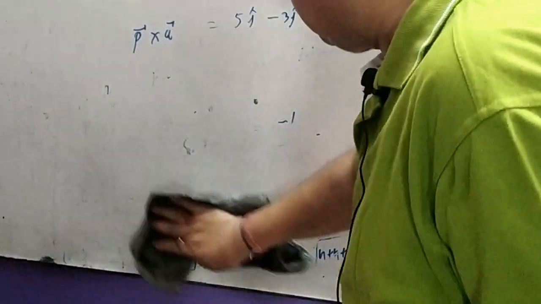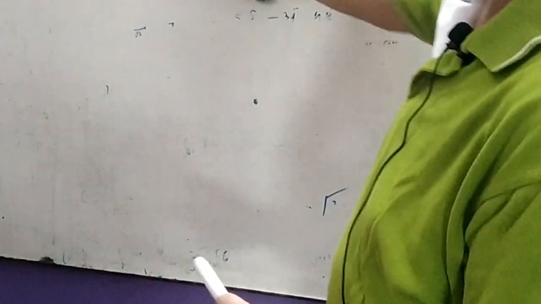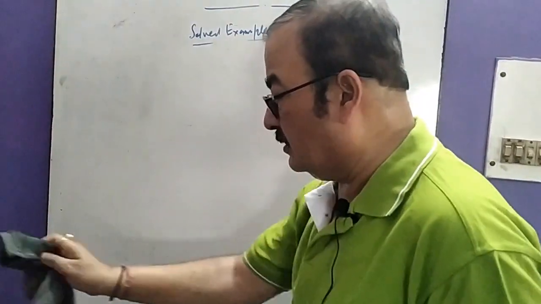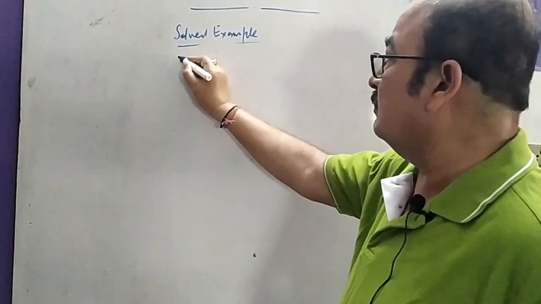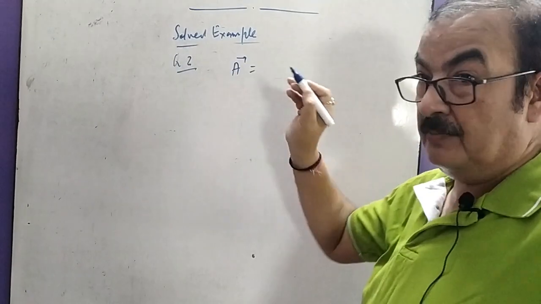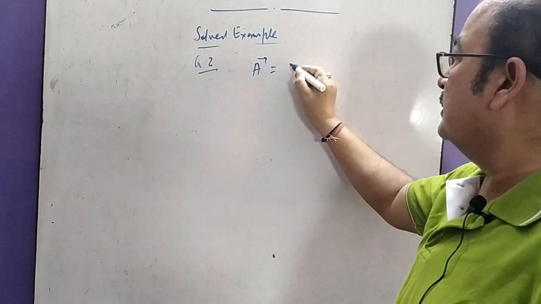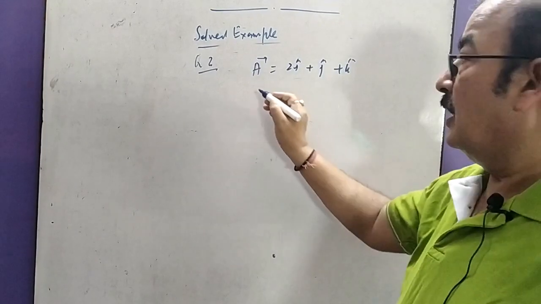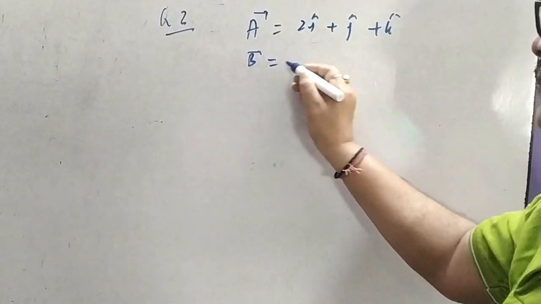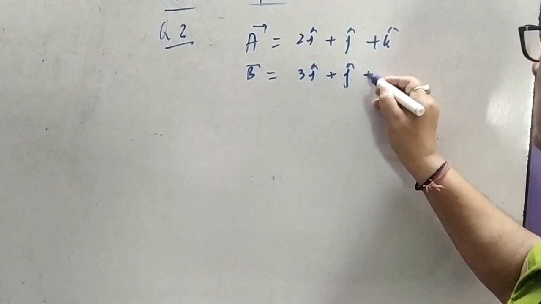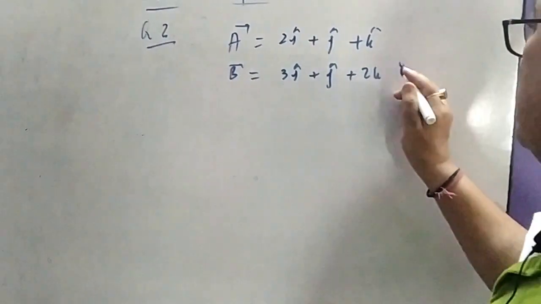Well, I am just repeating the same question, and suppose we are having another part. That part is to find out the unit vector. I am just changing the question. Say question number 2. Here I am directly writing down A. I am not writing PQ. Remember, A is 2i plus j plus k, and B equal to 3i plus j plus 2k. Nowhere any minus sign is here.